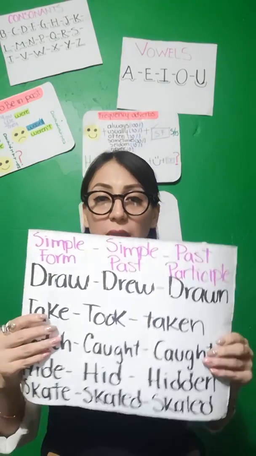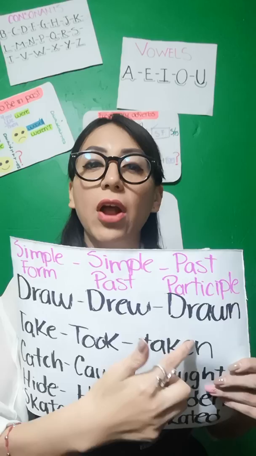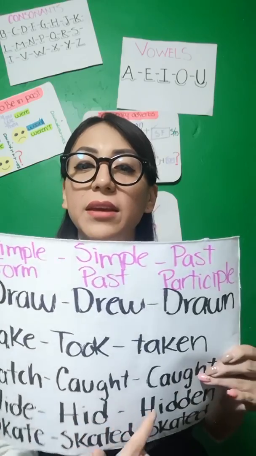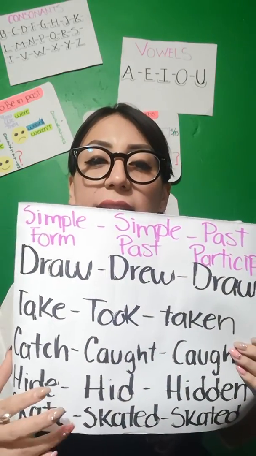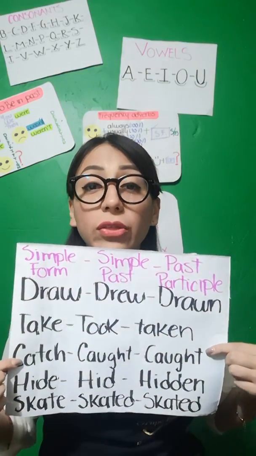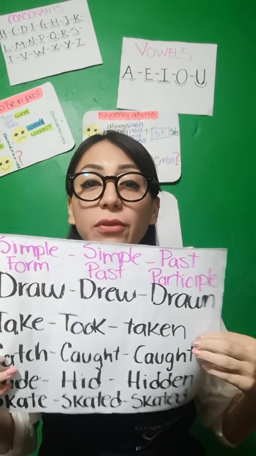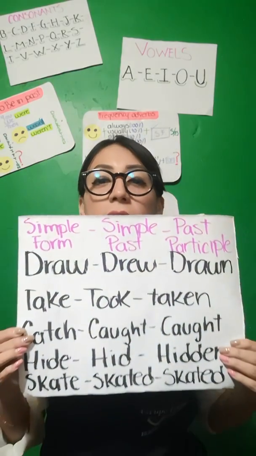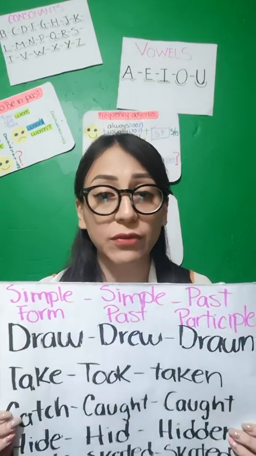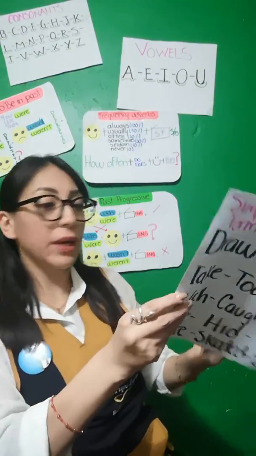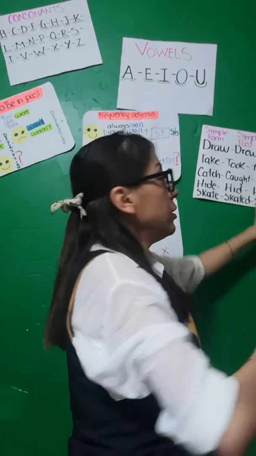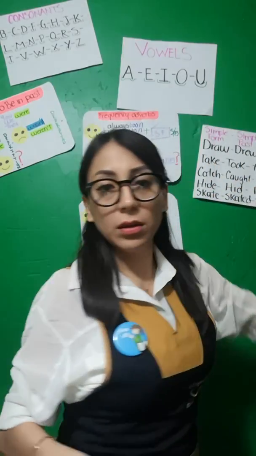So, draw, drew, drawn, take, took, taken, catch, caught, hide, hid, hidden, skate, skated, okay, guys? So these are my verbs in PP form, guys. Please, copy if you want. Check in Google Translator if you want, as you prefer. I'm going to paste one more time this sheet here in order that you can check it in your house, okay? So now let's continue, guys.